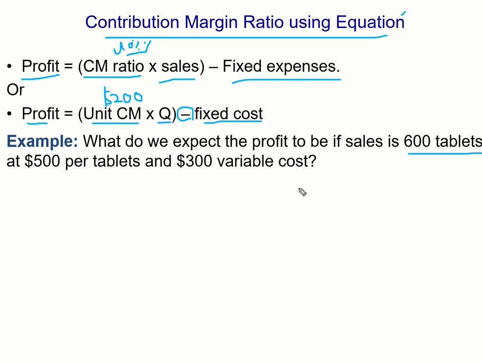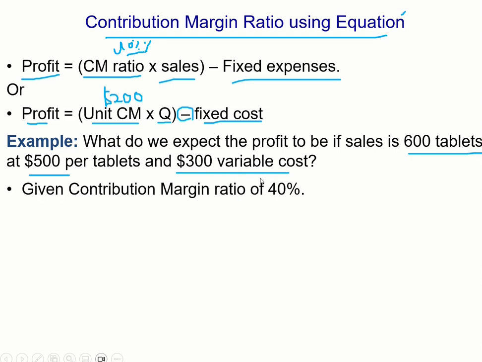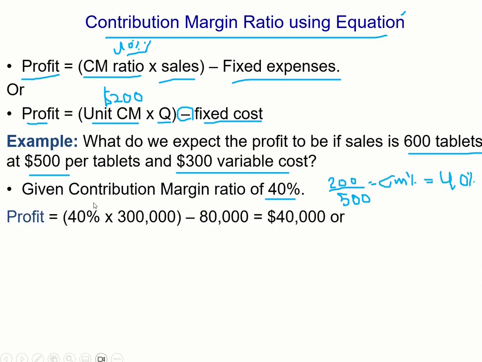What do we expect profit to be if sales is 600 tablets? The selling price is 500 and 300 variable cost. Basically the same data. Let's use the contribution margin ratio of 40%. Remember, for this example, 200 divided by 500 is 40%. Our contribution margin ratio is 40%. So here's what we do. We'll take 40% times sales. That's going to give us 120,000, minus fixed cost, will give us 40,000 of profit.